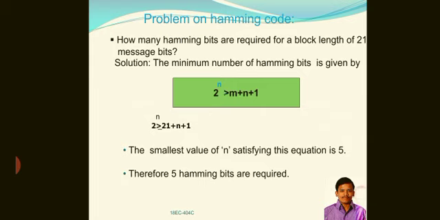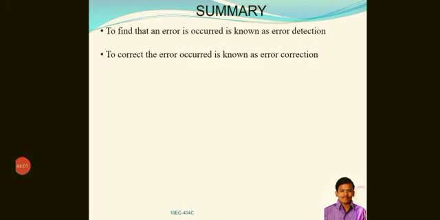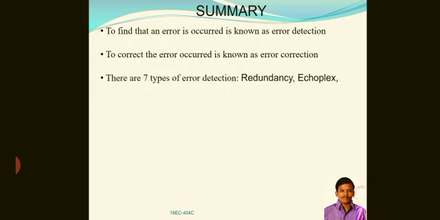So with this, we will summarize whatever we discussed. Finding whether an error occurred or not is done by error detection methods; correcting the error that occurred is known as error correction methods. There are 7 types of error detection: redundancy, echoplex, exact count encoding, parity method, checksum method, LRC method, and CRC method, that is cyclic redundancy check method.